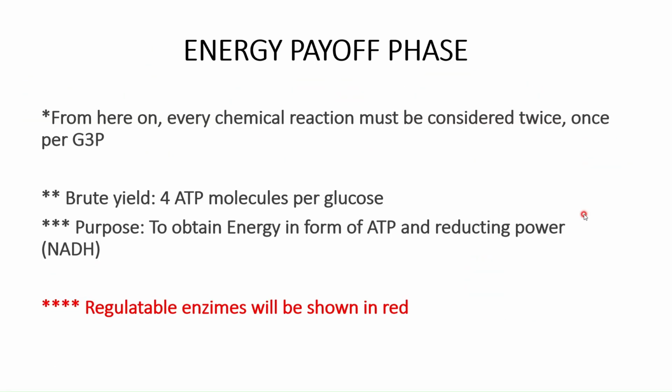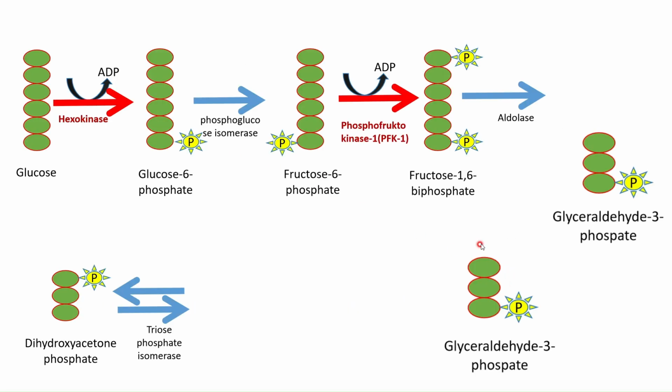The second phase is the energy payoff, and basically in this phase is when we get our money's worth, or our ATP's worth. Okay, so now we're going to get our yield in ATP. Remember, we have 2 glyceraldehyde 3-phosphate. So from here on, every chemical reaction must be considered as twice. Whenever you see something, it is going to happen twice. Okay, because look, let me go back. Once and twice. So every chemical reaction is going to happen twice.